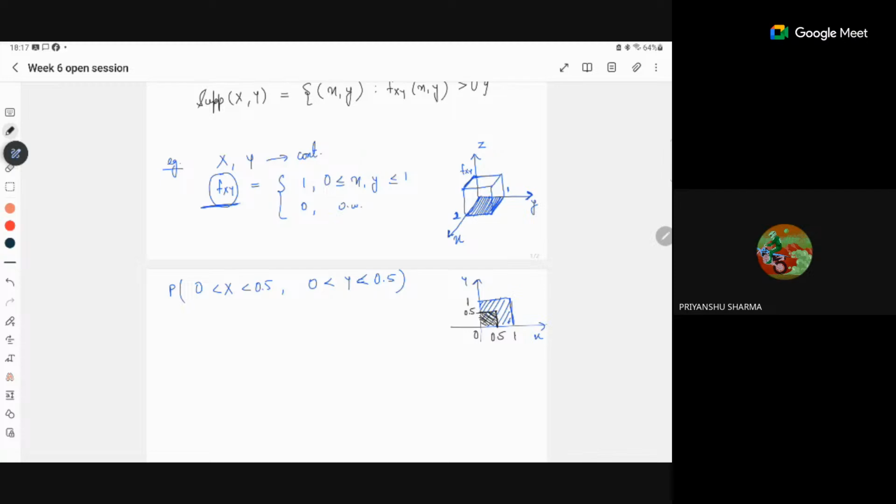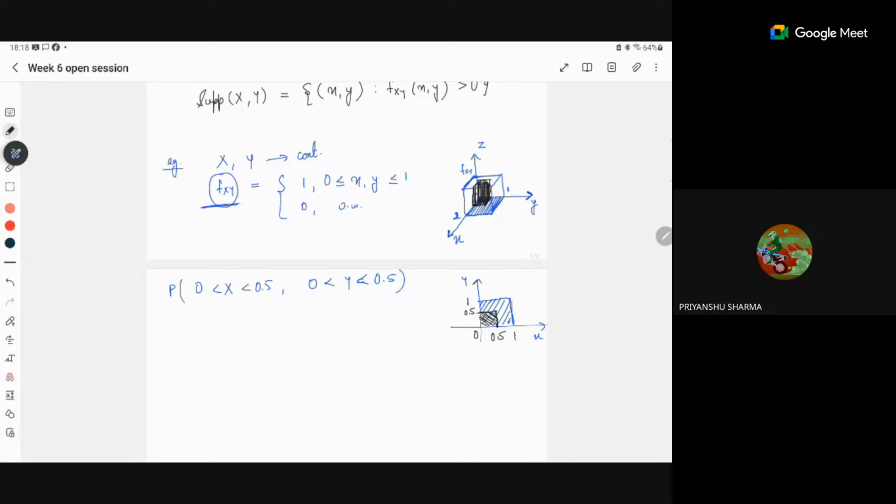If you see it in the 3D picture, with this being 0.5 and this being 0.5 on y, we want to know the probability that x and y lie in this smaller rectangle, where x is between 0 and 0.5 and y is between 0 and 0.5. You need to find the volume it occupies. Whatever volume you calculate, that would be your probability. So basically this is the idea.